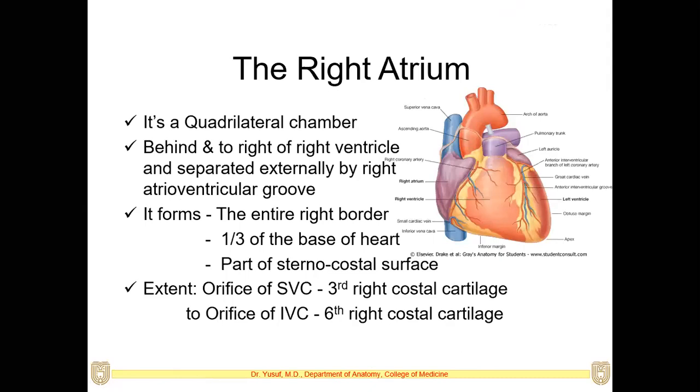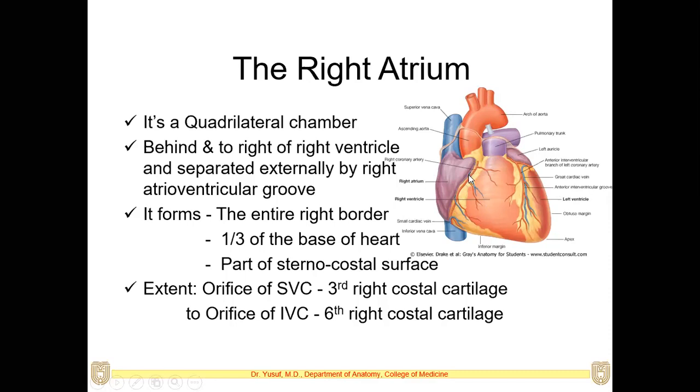Now coming to some of the important external features which you can see apart from all that we have discussed till now. What are some of the features which you can see in the right atrium? Now coming to the right atrium. This is a quadrilateral shaped structure. This is the right atrium, and it is behind and to the right of the right ventricle. As you can see, this is the right ventricle. So behind the right ventricle and to the right is the right atrium, and it is separated, as we have already seen, by the atrioventricular groove.